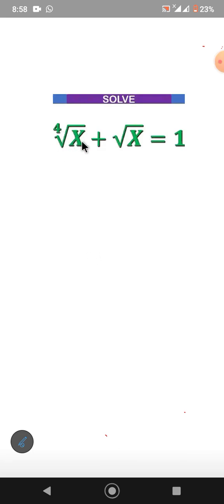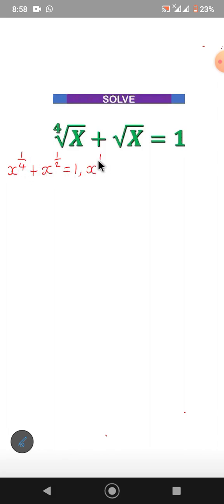So this is the fourth root of s, and I'm going to write it this way: s raised to the power of 1/4 plus the square root of s, which I'll write as s raised to the power of 1/2, equal to 1. Now, I'll write this again.